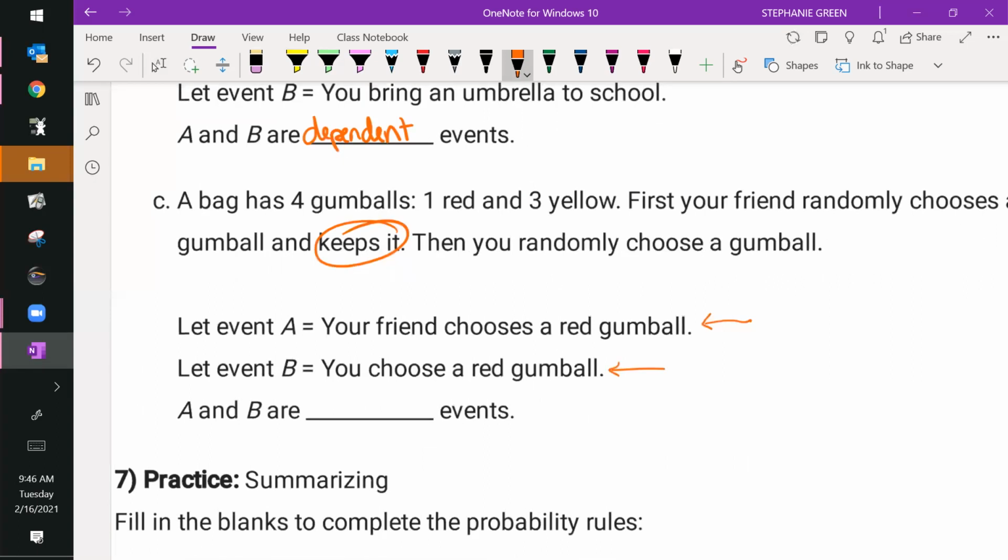Well, yeah, because there's 1 less red gumball in the bag. In fact, there's only 1 red gumball in the bag. So if your friend draws 1 red gumball and keeps it, there's no more red gumballs in the bag. So therefore, it would be impossible for you to draw a red gumball. Whereas before they took that red gumball out, you had a chance of getting it. So these are dependent events. If somebody takes something out of a bag and keeps it, the probability of drawing anything else out of that bag is going to be changed.